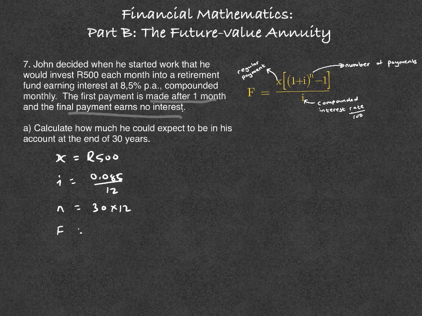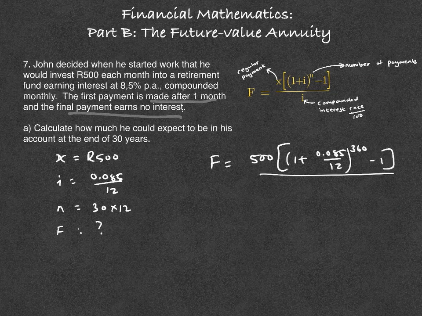So F is then equal to 500 Rand, that is x, times (1 plus 0.085 over 12, to the power 360, minus 1) over 0.085 over 12. Then the future value, if you round off to 2 decimal places, is 825,352 Rand and 86 cents.